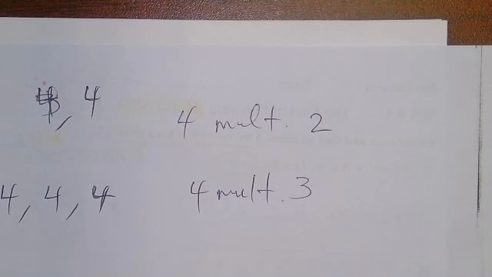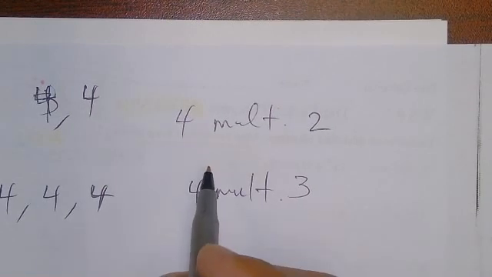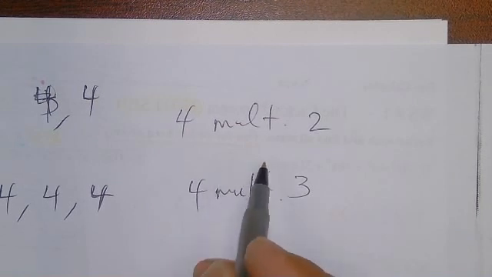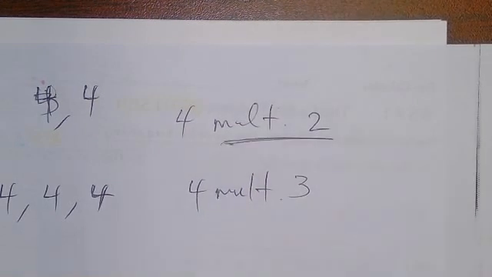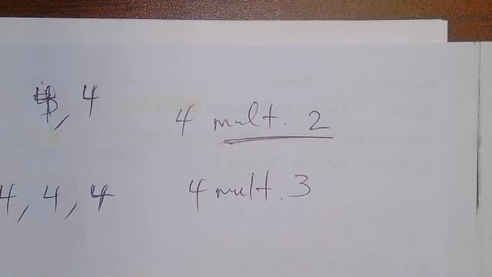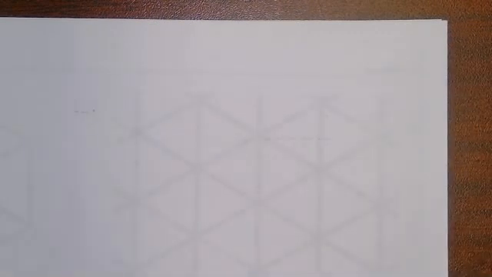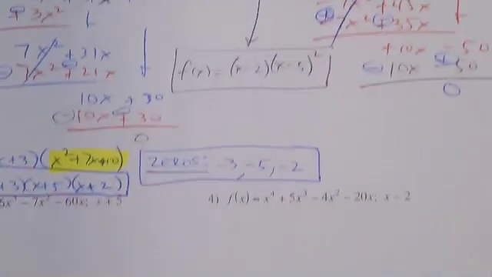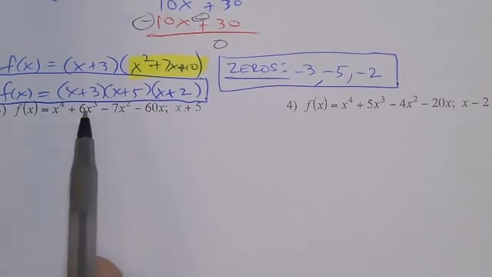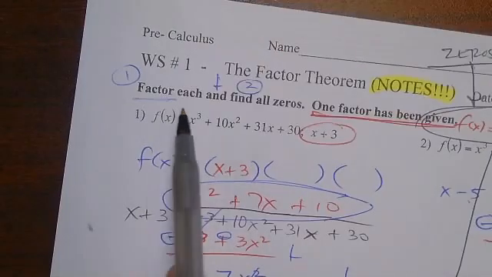If it's just 1, they're not going to say multiplicity 1. But if it's 2 or more, it's another way of saying a double root. Instead of saying double root, they'll say multiplicity 2. That's all I want to make sure I clarify, because that's what you're going to see when you see the answer key.